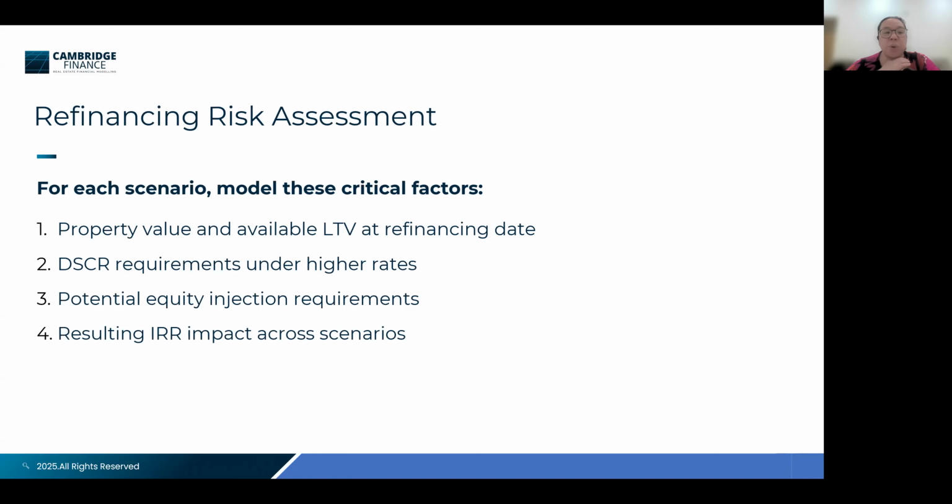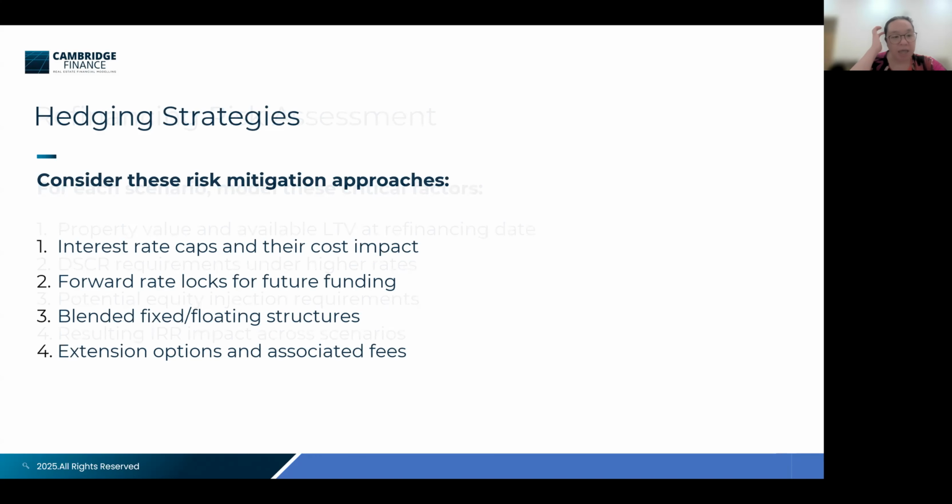Refinance risk assessment. This is one thing that we need to look at. We think what is going to be the property value, the available loan to value, refinancing date, DSCR requirements and their higher rates, potential equity injection requirements. This is very important, especially in terms of CapEx, for example, not only about breaching covenants, but also maintaining the value of the building. So if there are any equity injections, we need to take them into consideration, and then the resulting IRR impact across those different scenarios.